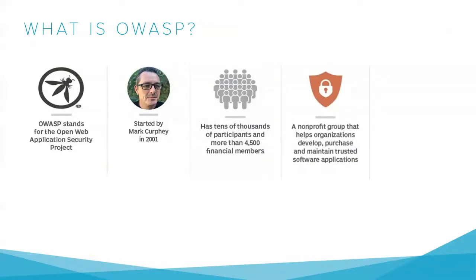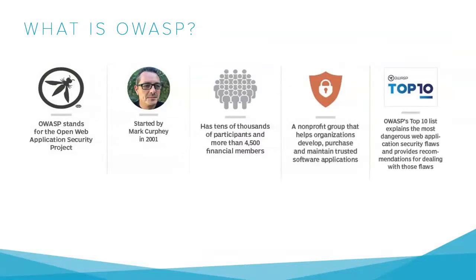It is an open community dedicated to enabling organizations to conceive, develop, acquire, operate, and maintain applications that can be trusted. OWASP top 10 list aims to raise awareness about application security by identifying some of the most critical risks facing organizations.